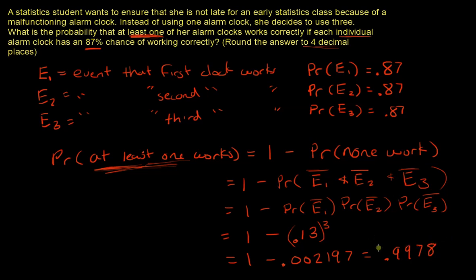That's good enough. So the probability that at least one alarm clock is going to work and that the student will show up to her class on time is pretty good. Setting 3 alarm clocks was a good idea, considering that all these alarm clocks potentially are flawed. It raised the probability of her arriving on time pretty high.